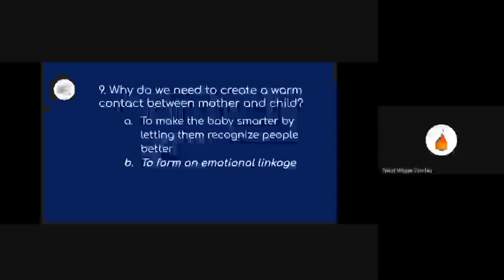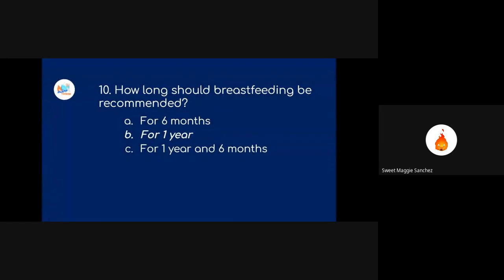Okay. So question 10 is, how long should breastfeeding be recommended? So the best length nito is 1 year. Yes. So dapat lang 1 year, 'di ba? Kasi malaki na yung bata beyond that age. So for at least 1 year lang po.